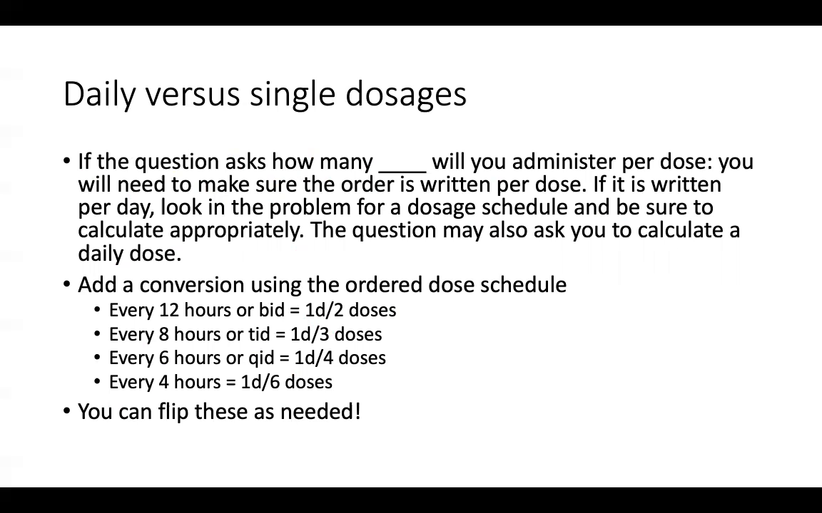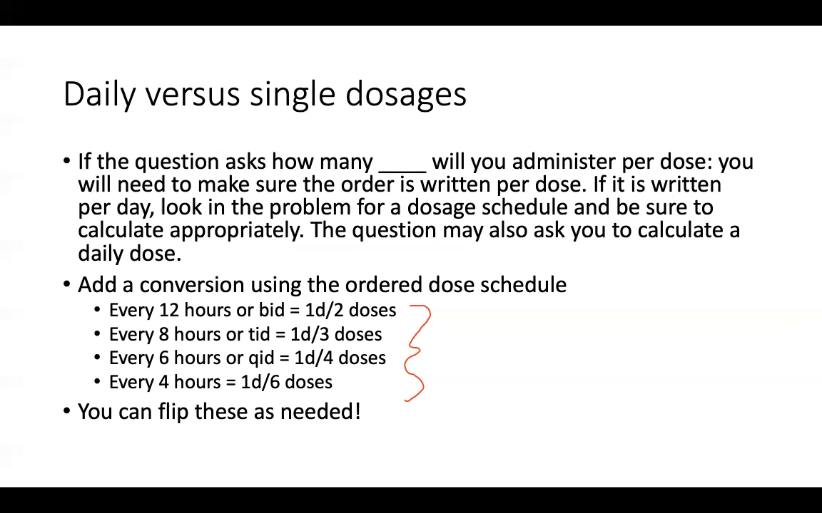If the order is written per day, or either the problem asks you to calculate a daily dose, you are going to need to enter a conversion. And I have given you the conversions right here. Okay. So you are going to build in a conversion using the dosing schedule of the order. So if the order says to give every 12 hours or uses the term BID, you can use the conversion 1 day over 2 doses, because that means that in 1 day, this patient is receiving 2 doses of medication.